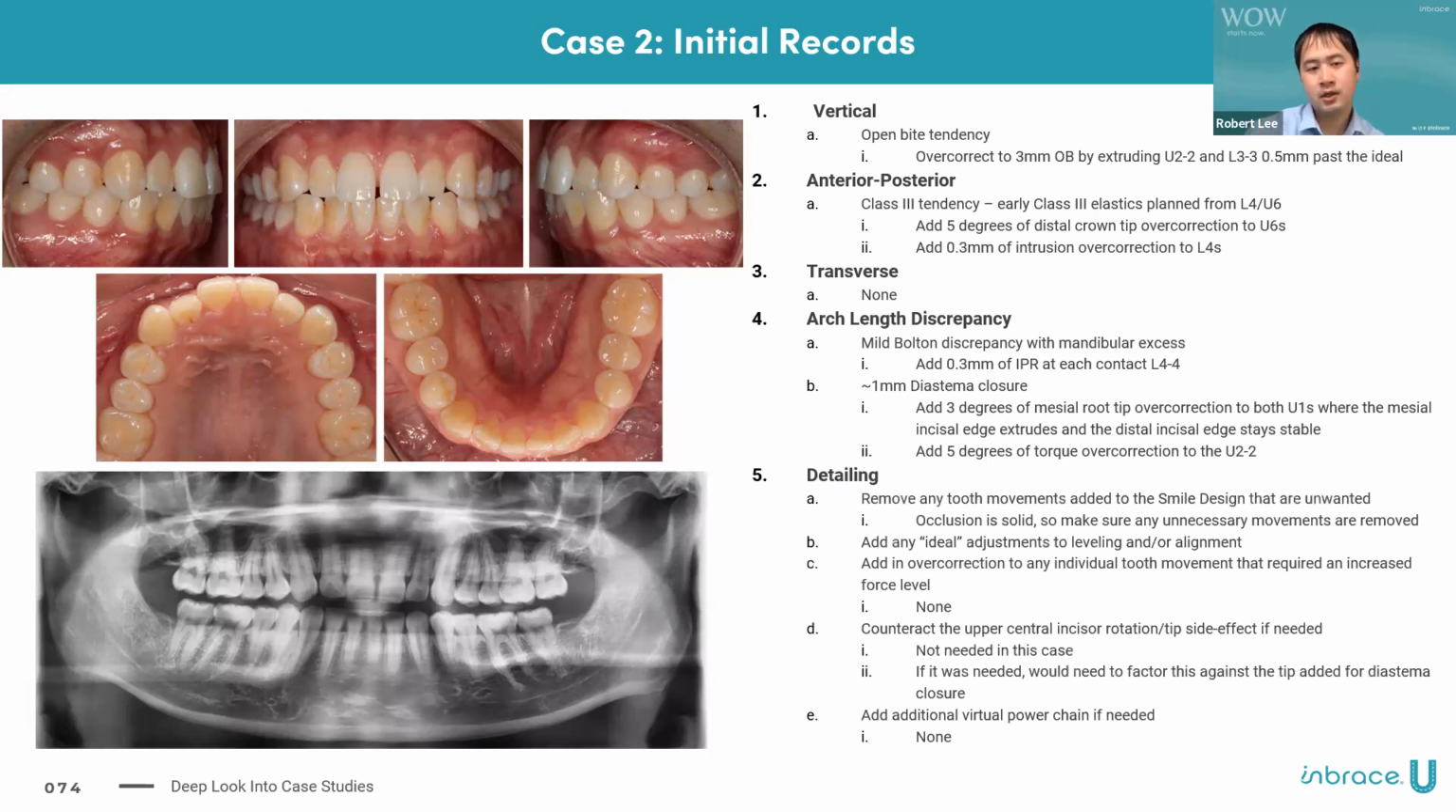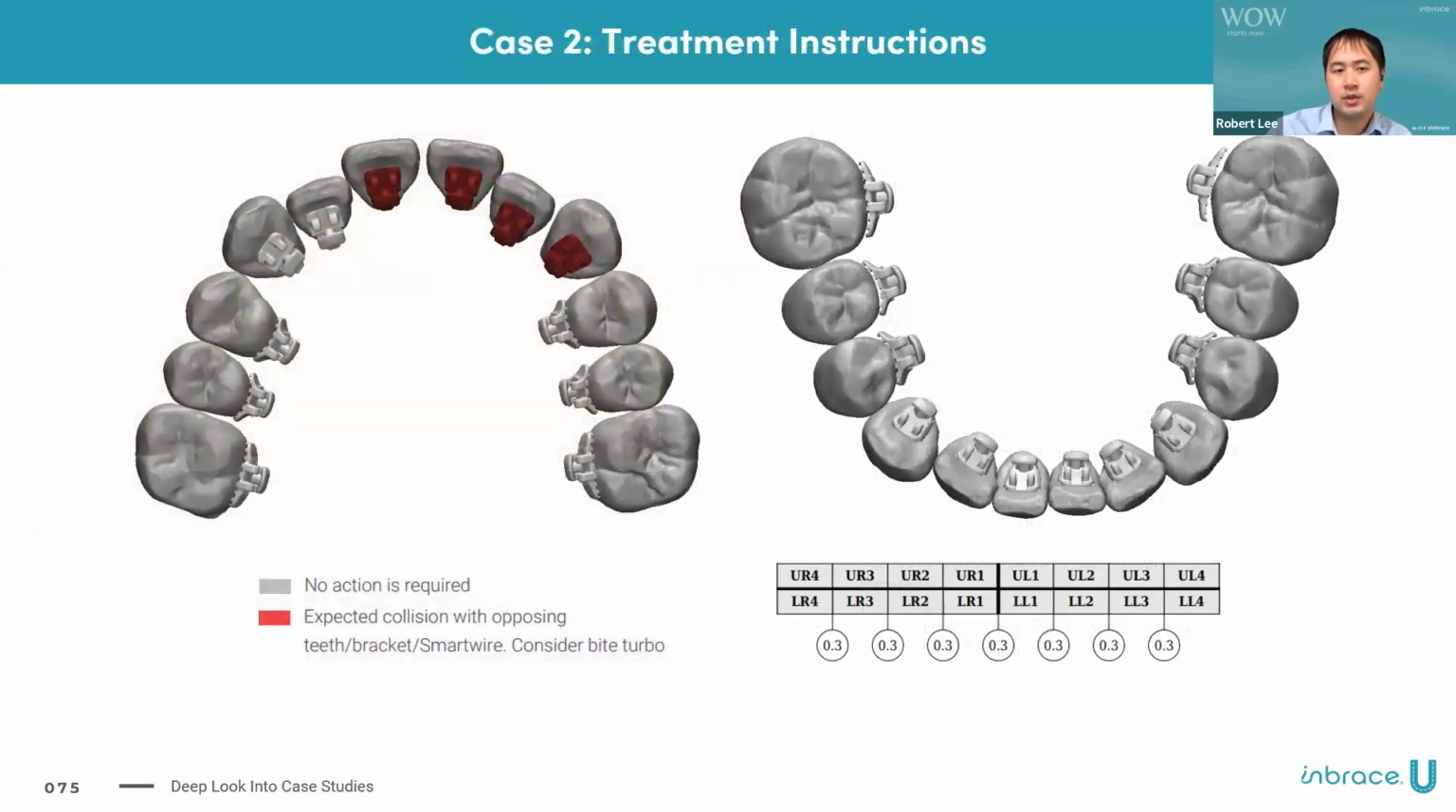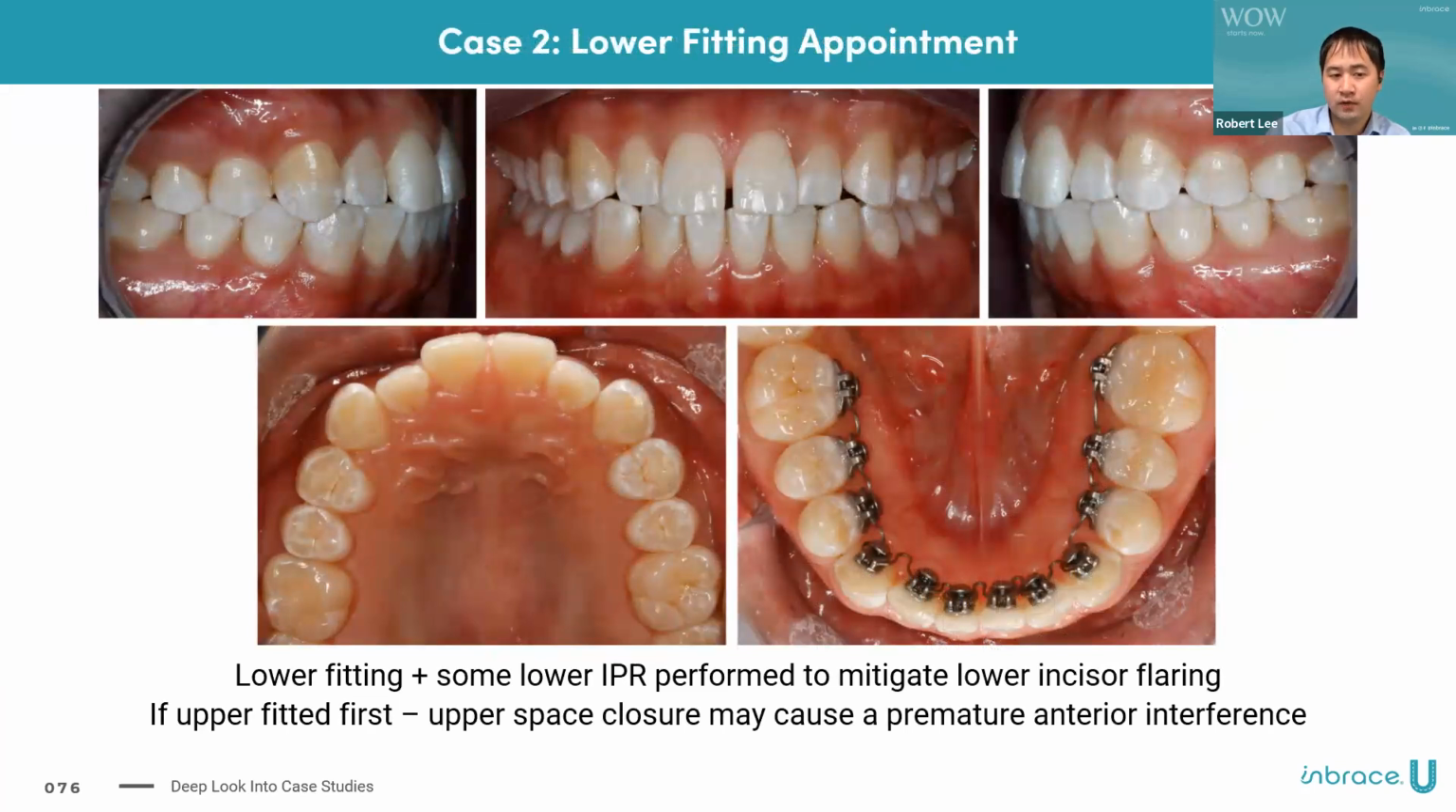And then with detailing, when you're looking again at the tooth movements that are happening, the bite starts pretty solid in the back. So I would just say you probably shouldn't program in very much movement on your back teeth. You'll add in any ideal adjustments. You look at the pano. In this case, there's not any tooth that requires significant root movements, so you don't need to add any overcorrection there. There are no rotations on your upper centrals, which makes it very simple. So you don't have to worry about the upper central incisor rotation tip side effect, and you don't have to worry about adding additional virtual power chain for those upper ones. So looking at the treatment instructions, all the brackets again start in the planned bracket position. In this case, we started with the lower fitting.